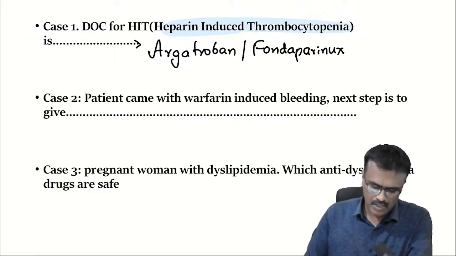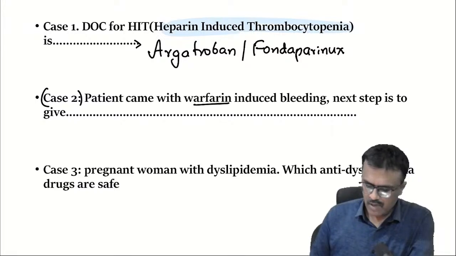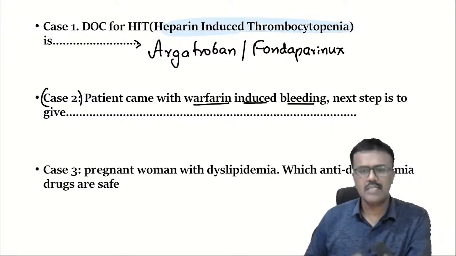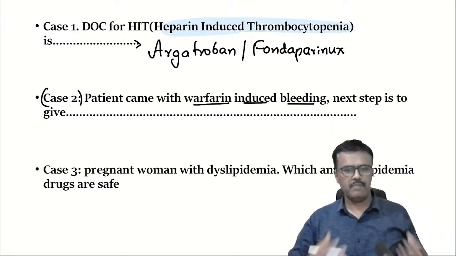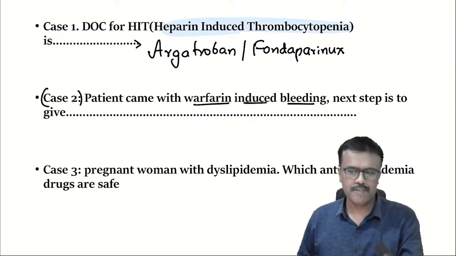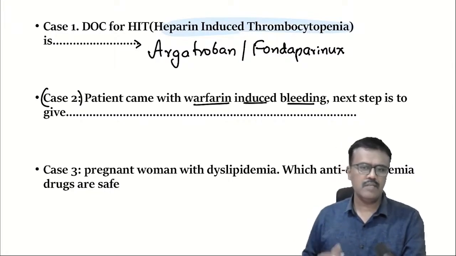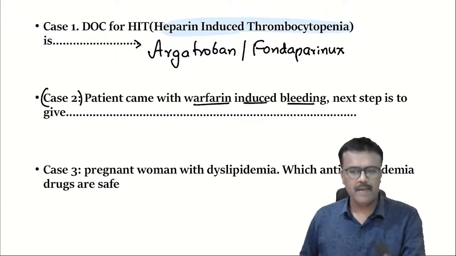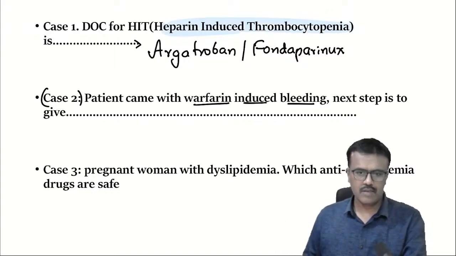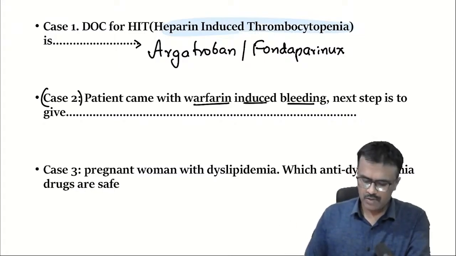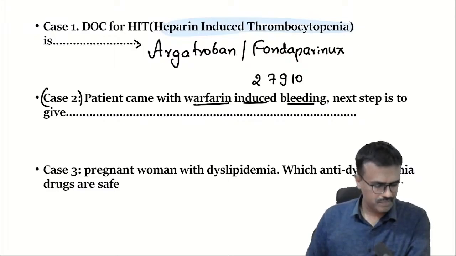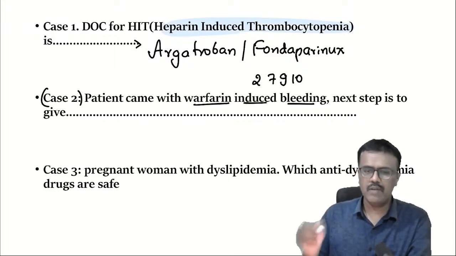Now coming to case 2, a patient came with warfarin induced bleeding. What is the next step? I have been giving warfarin to a patient. Now he is coming with bleeding. You may tell, sir, I will give vitamin K. But vitamin K takes time to work. He is already bleeding. So what does vitamin K replenish? It replenishes factor 10 and the other factors. So I should give them immediately.